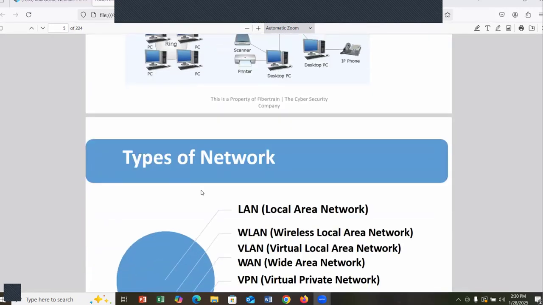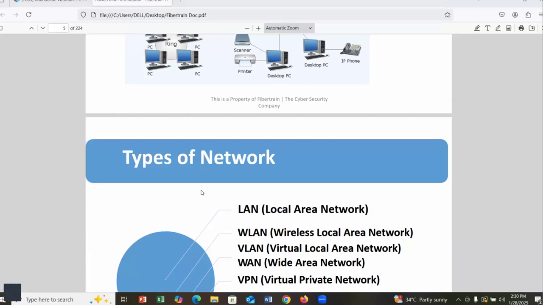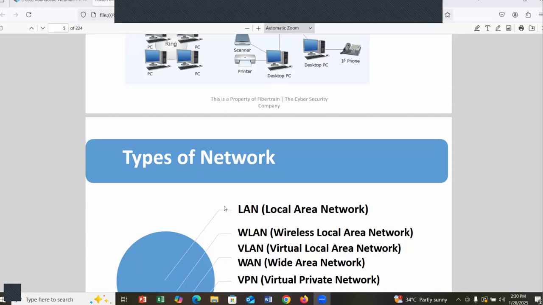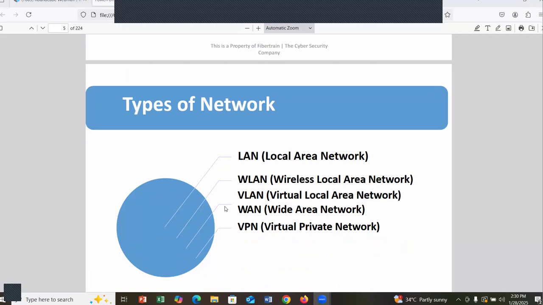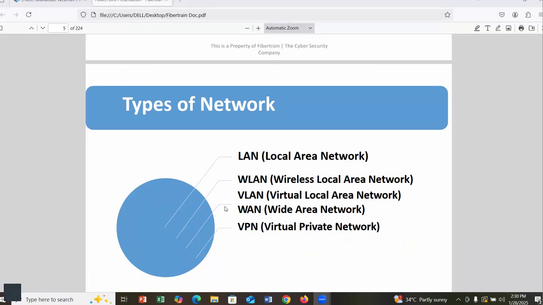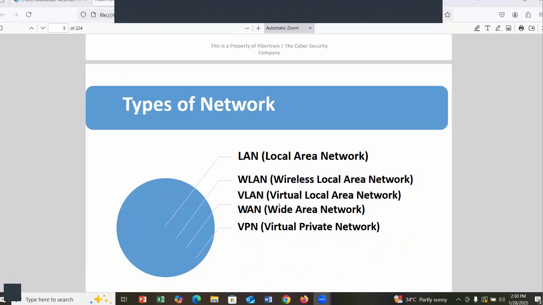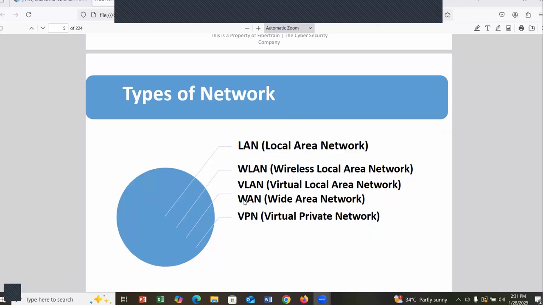So the next thing we're talking about is the types of network. When we're talking about networks, we have different types. The first one is a LAN. LAN stands for local area network. The second one is a WLAN, which stands for wireless local area network. The third one is a VLAN, which stands for virtual local area network. The fourth one is a WAN, which stands for wide area network. And the last one is a VPN, which stands for virtual private network. So let's continue to know more about all these types of network.